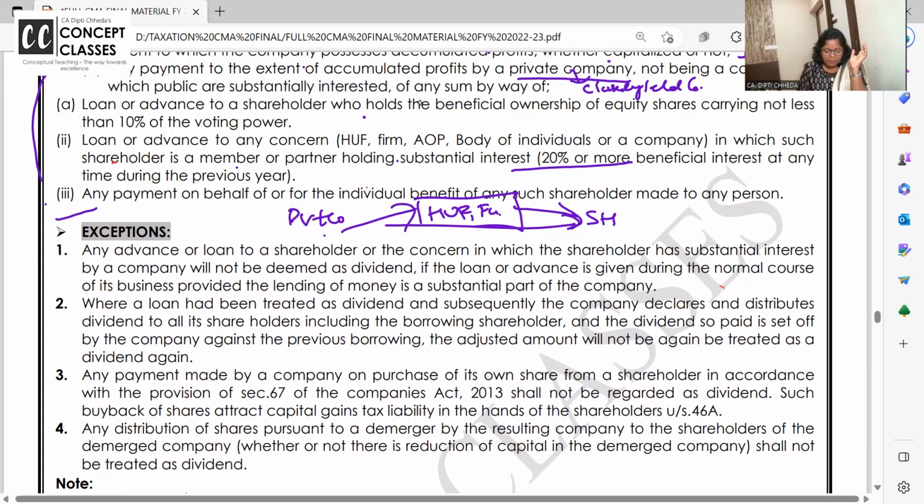Any payment on behalf or for individual benefit of such person to a third party, किसी को भी पे करो तो भी डीम डिविडेंड है.